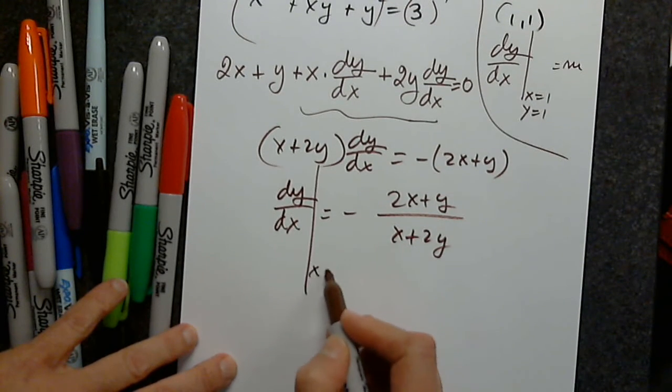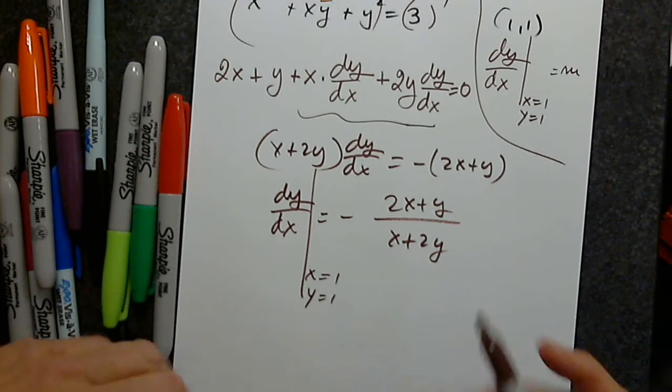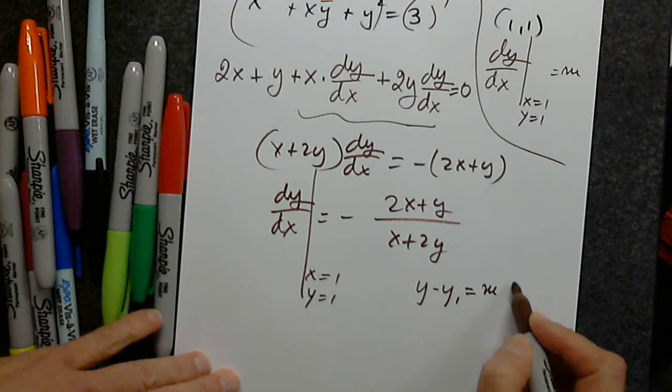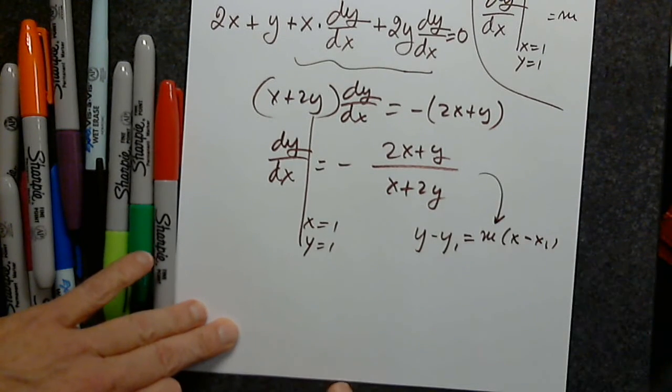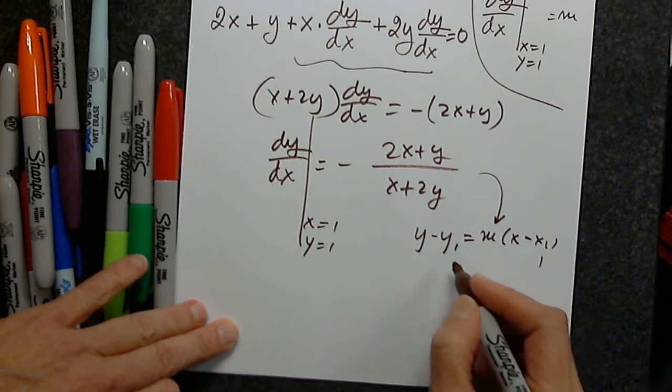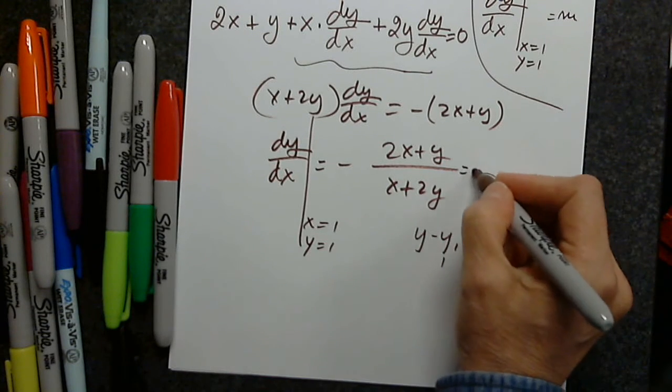And now I will evaluate it when x is 1, when y is 1. Once I get this number, then I will use y minus y1 equals the slope times x minus x1, in which this is the number I get. I have 1 and 1. So the top is 3 and the bottom is 3, so you're right, it's negative 1.